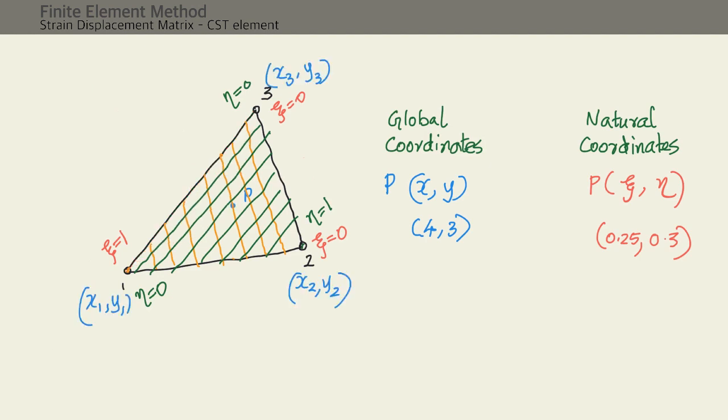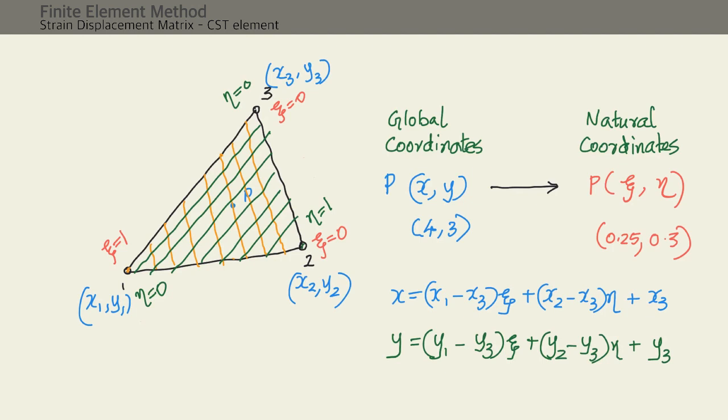We can also write a relationship between x, y and eta, psi, provided you know the values of x1, y1, x2, y2 and x3, y3, which are the x, y coordinates at nodes 1, 2 and 3. x is equal to x1 minus x3 into psi plus x2 minus x3 into eta plus x3, and y is equal to y1 minus y3 into psi plus y2 minus y3 into eta plus y3.